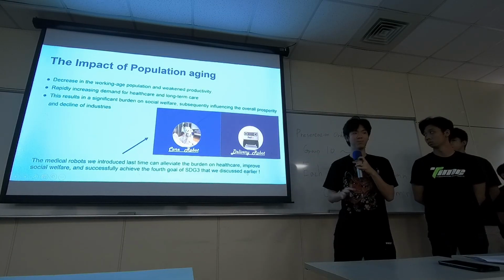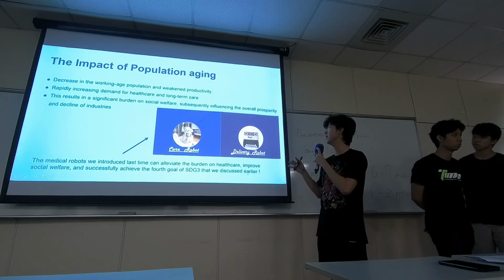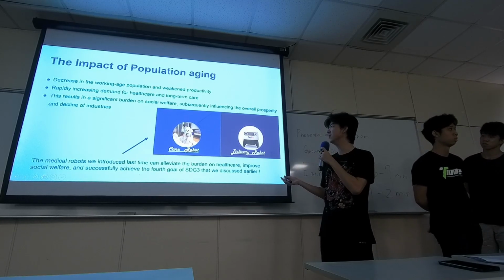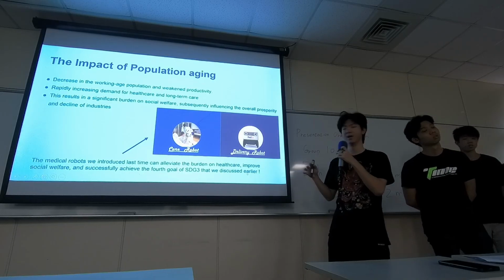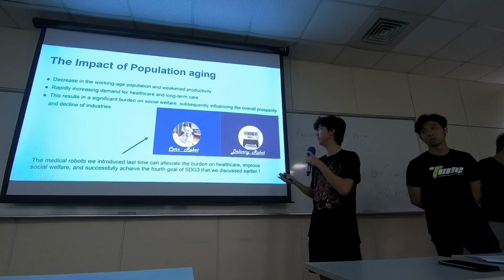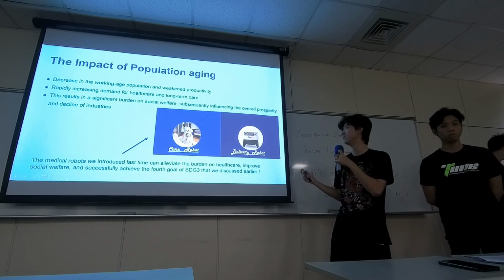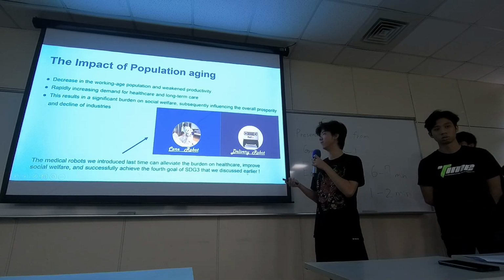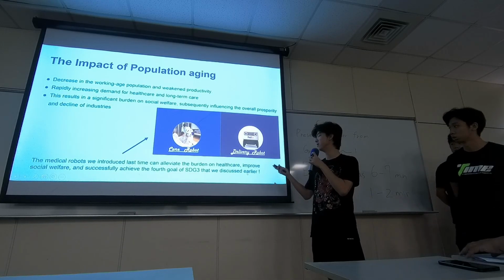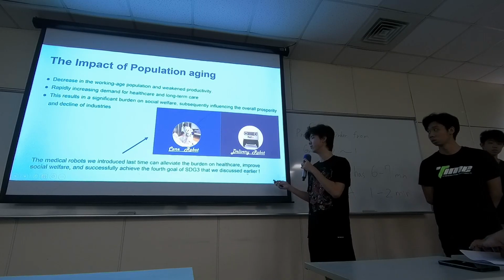The impact of population aging will decrease the working-age population and weaken productivity, rapidly increasing demand for healthcare and long-term care, which results in a significant burden on social welfare, subsequently influencing overall prosperity and the decline of industries. These two pictures are the two robots we included in our last presentation, the care robot and the delivery robot.